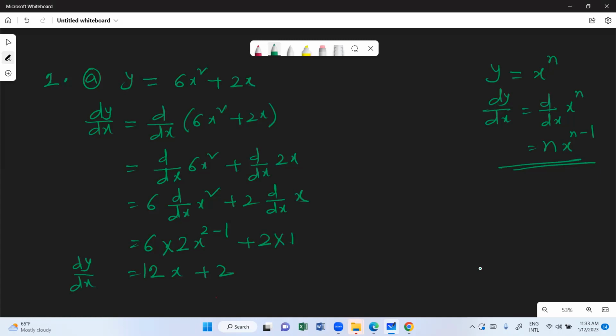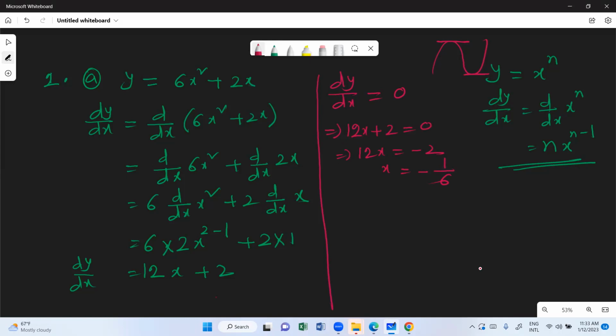Now, if we want to find out the maximum point or minimum point, what will we do? At first, we will write dy by dx equals 0, because where the maximum point or minimum point occurs, the gradient is always 0. So dy by dx equals 0. So 12x plus 2 equals 0. So 12x equals minus 2. So x equals minus 1 by 6. So we get the value of x.